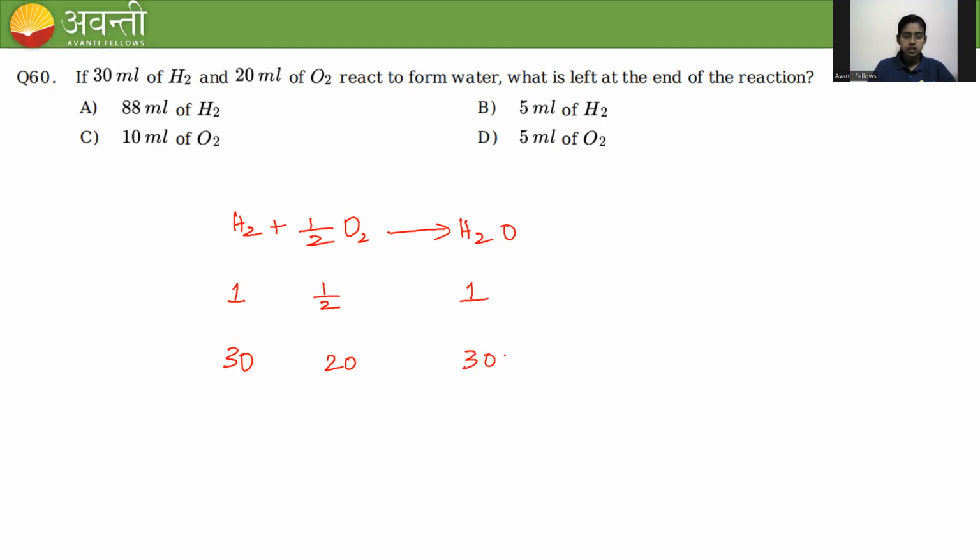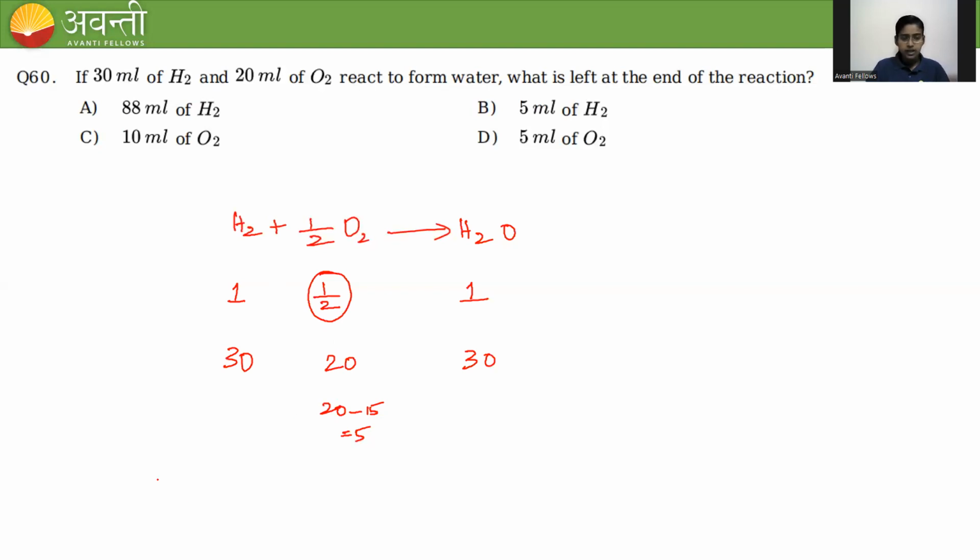So this is the thing, right? And here, now 20 ml of oxygen is there. And here we have to divide this by 2. That is, for 1 mole of hydrogen it is 30, and for half mole of oxygen, only 15 would have been reacted with this. So 20 minus 15 will give 5, right?